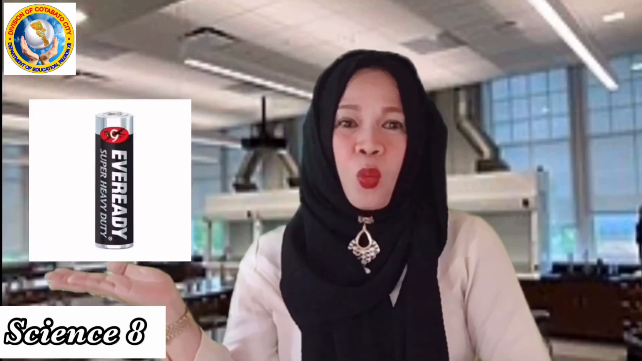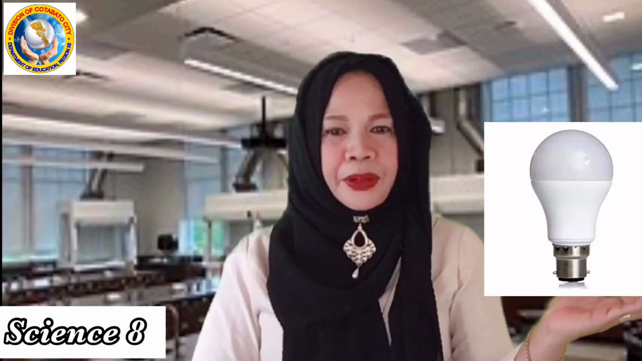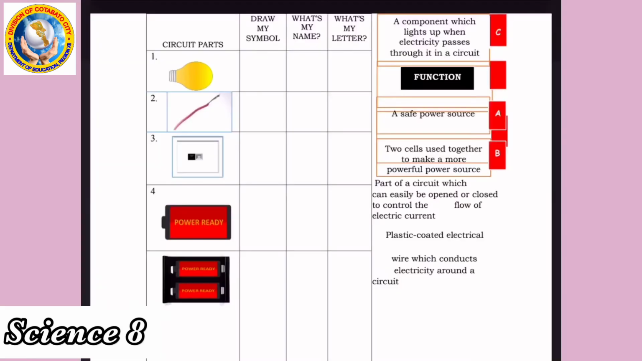We have here the name, cell 1 battery, cell 2 battery, the switch, bulb or lamp, and wire. And now, fill the table found in your self-learning module. Your time starts now.